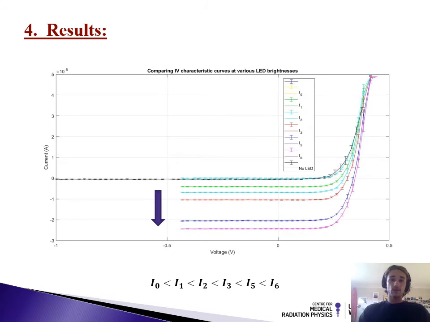Okay, so here we have the obtained reverse bias IV characteristics of the photodiode. As expected, when the intensity of the LED was increased, the photocurrent of the circuit was found to increase, or if you like, become more negative.